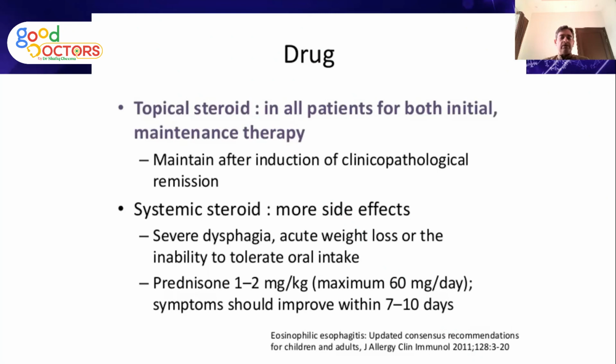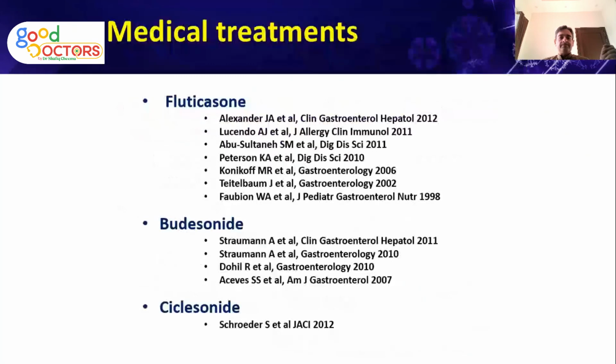That will obviously be prednisone 1 to 2 milligram per kg, and in that, generally, the symptoms tend to improve in around 7 to 10 days. So there are a lot of studies which have shown benefit with the use of steroids. The common steroids which are used are fluticasone and budesonide, but they have to be used orally.